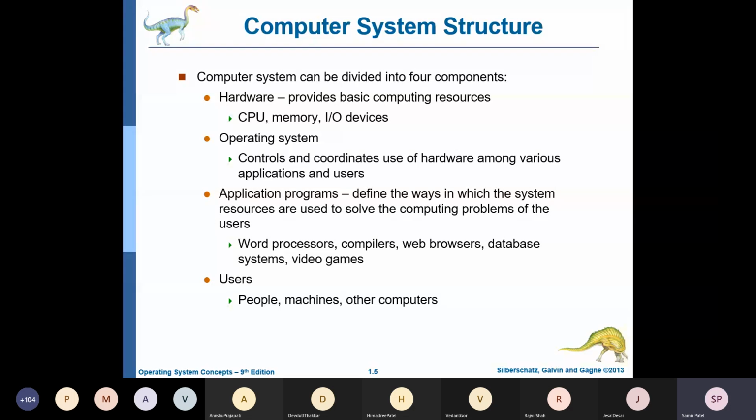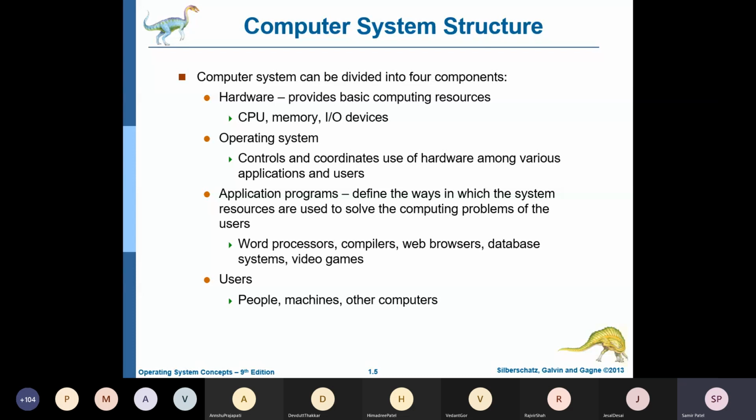So as far as the application software is concerned, normally we use Microsoft Word, we use various types of compilers, we use web browsers, database systems, video games. We do a lot of activities when we are using the system, whether it is desktop, laptop, or mobile devices. All of these applications come into picture, and we expect that they should be computed by the system. So who is going to coordinate all these things is basically your operating system.